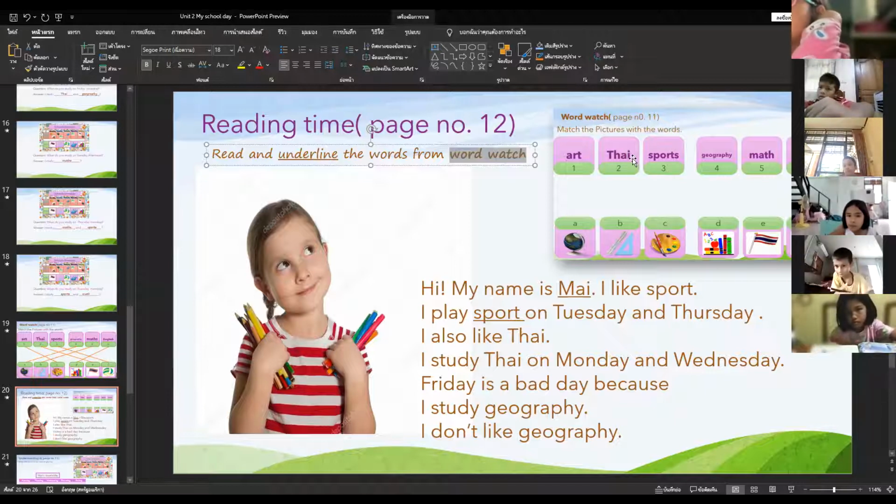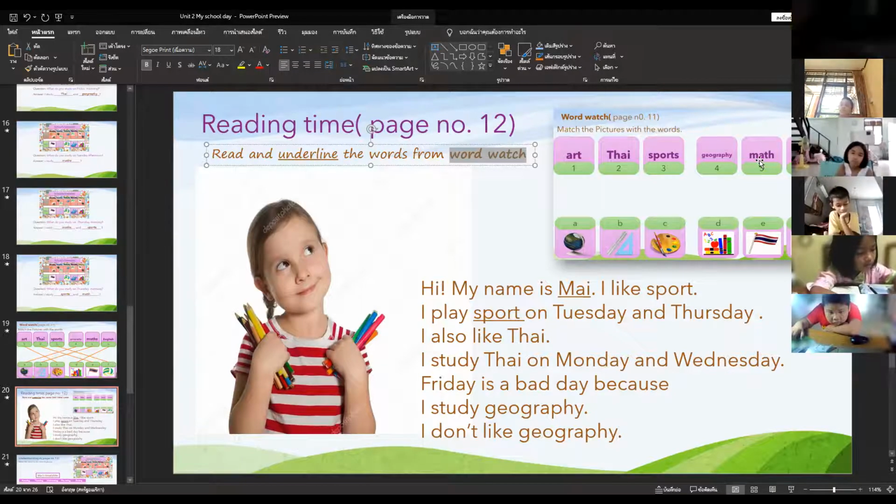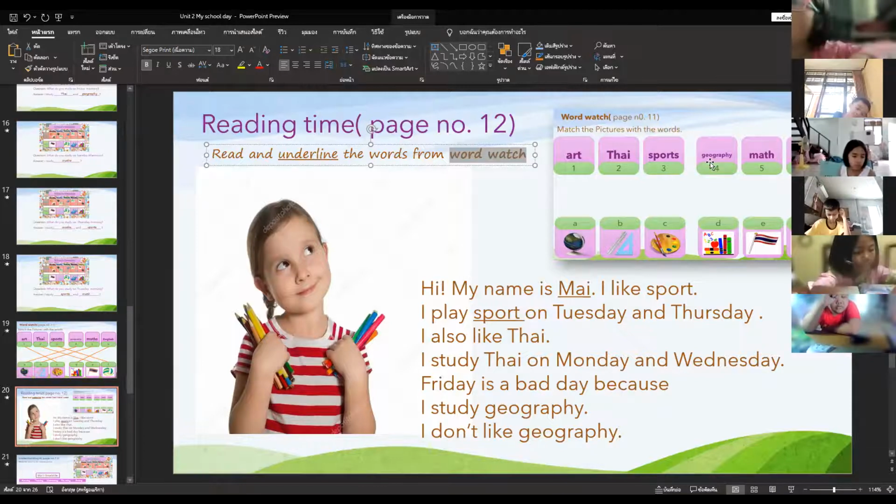Do we have Thai word? Yes or no? Yes. How about geography? Do we have? Yes. Math. Do we have math? Yes. No. How about English? Do we have English? No. Okay, so underline the words that we have here and here. Underline like this one, the words that we have here and here.